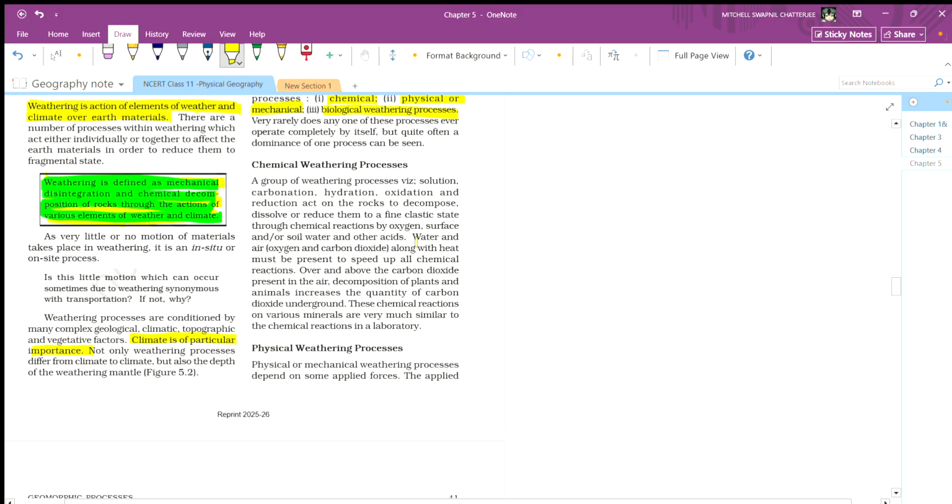So water and air, along with heat, act as a catalyst. Over and above the carbon dioxide present in air, decomposition of plant and animal matter increases the quantity of carbon dioxide underground. These chemical reactions on various minerals are very similar to the chemical reactions in a laboratory.